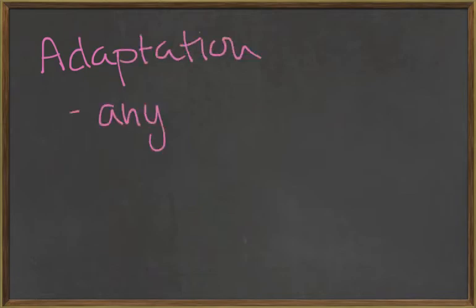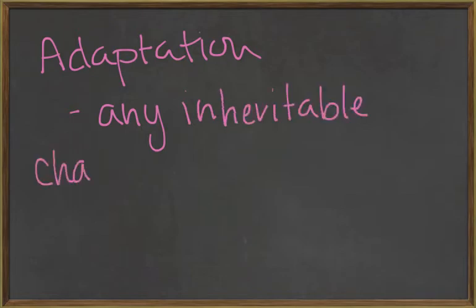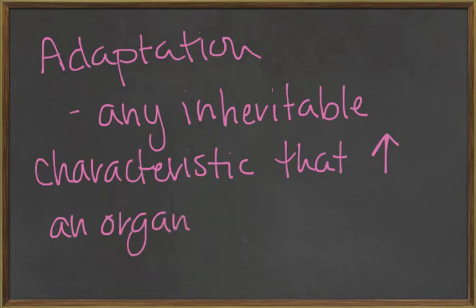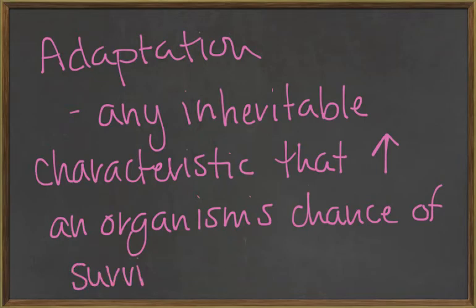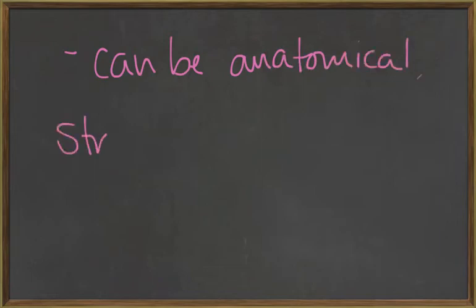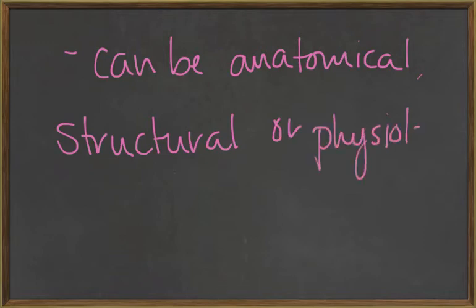The second major definition that you have is adaptation. This is any inheritable characteristic that increases an organism's chance of survival. An adaptation can be anatomical, structural, or physiological.